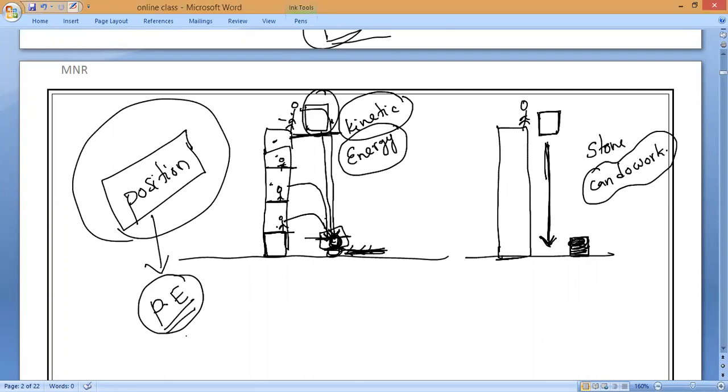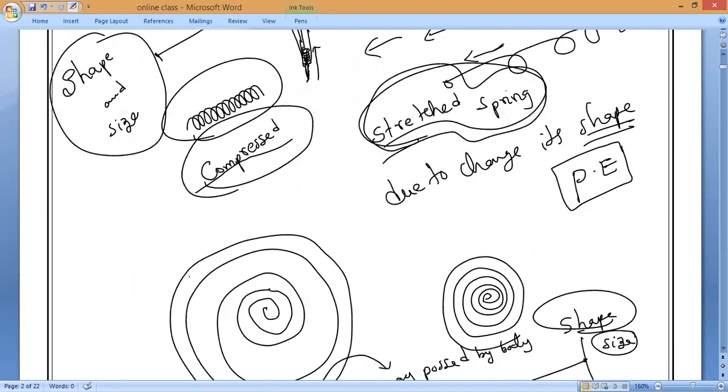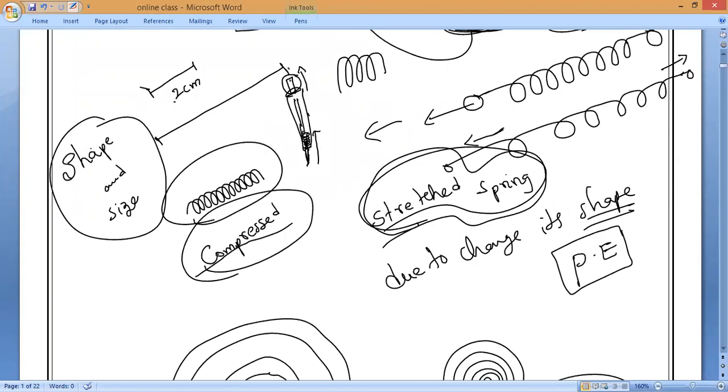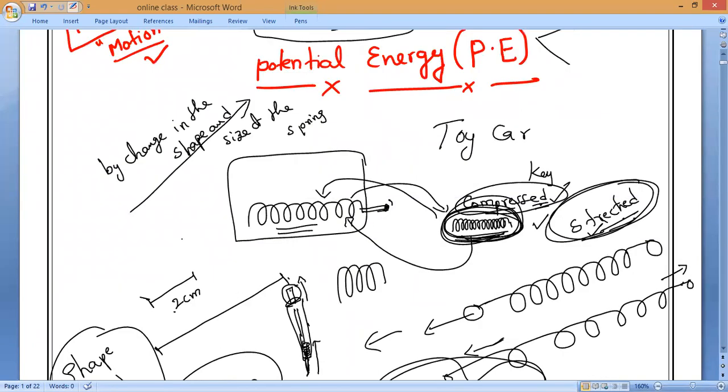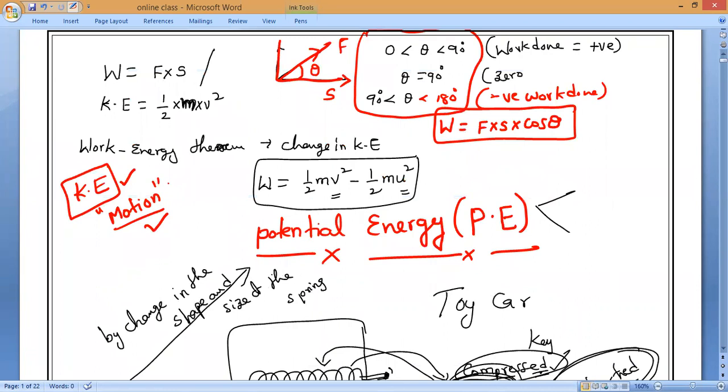Now, observe very carefully. You are saying now that due to its position, it is potential energy. Before, I told you that due to its change in shape and size, it is called potential energy. Then what is potential energy? Both are correct only. That is what I said. Potential energy is of two types. What are the two types?